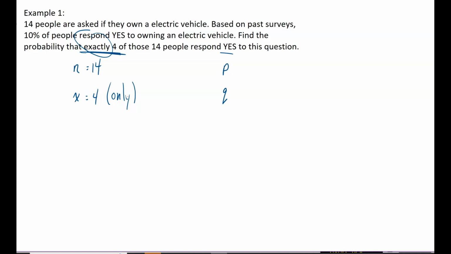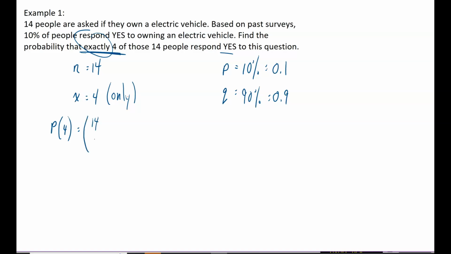Now, the probability of success is given at 10%. We'll put that as a decimal, 0.1. That means that the probability of failure is 90%, which is 0.9. All right, so we're ready to go with the formula. Let's fill in. The probability of exactly 4 is equal to n choose x.